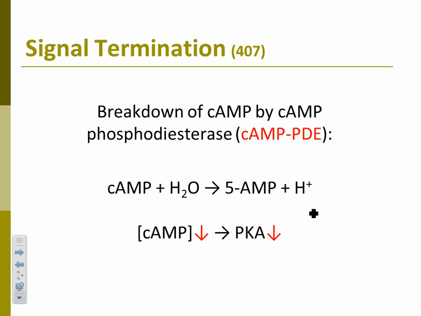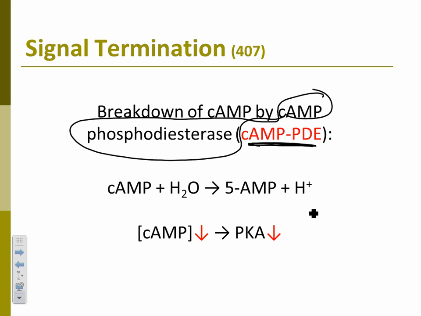To break down the cyclic AMP, this enzyme right here, abbreviated cyclic AMP PDE. So remember, if you turn off the second messenger, you turn off the main enzyme. You turn off PKA.